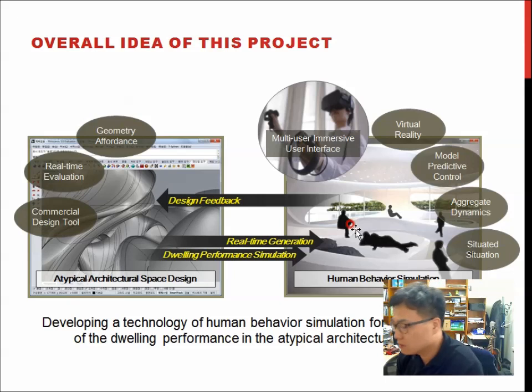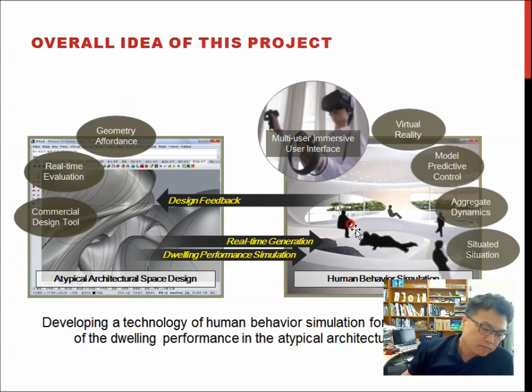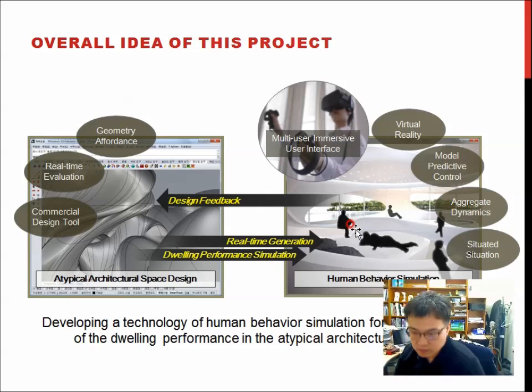Agents are very smart, and they reveal unexpected problems through their intelligent behavior. This project is titled Developing a Technology of Human Behavior Simulation for Evaluation of Terrain Performance in the Atypical Architectural Space. That is the whole vision of this project.